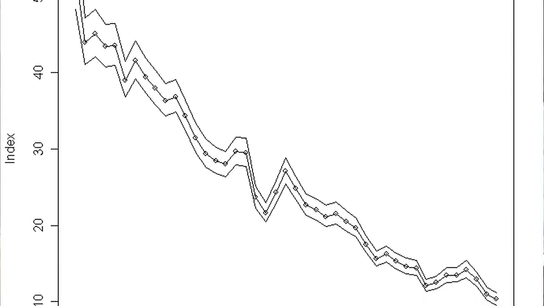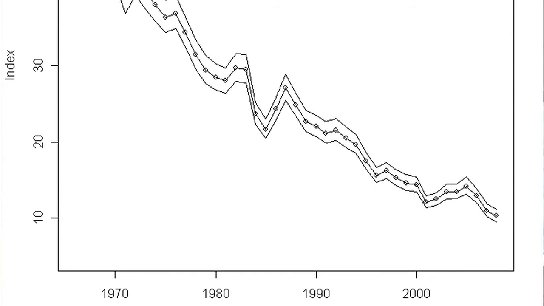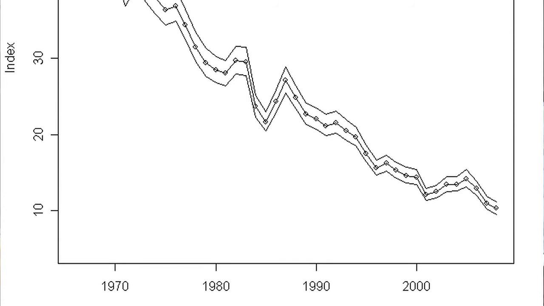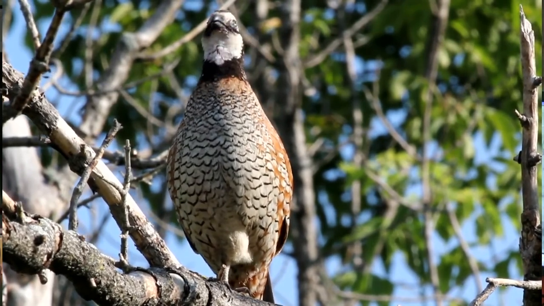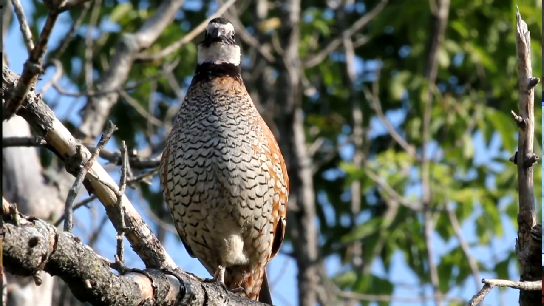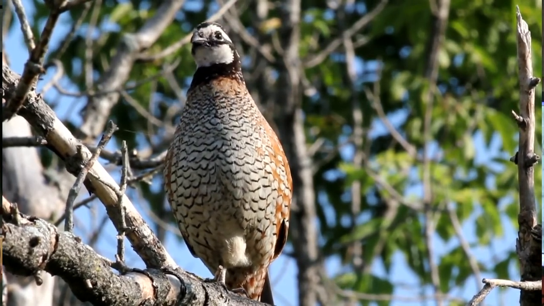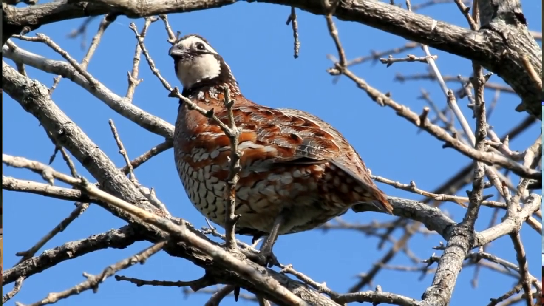For example, bobwhite quail over the last 40 years have declined greatly throughout their range. And the worrisome part is that maybe at some level there will be a threshold that the population decreases rapidly to very low levels or even goes extinct locally. So identifying these thresholds before they are crossed is kind of critical to the management of these species.